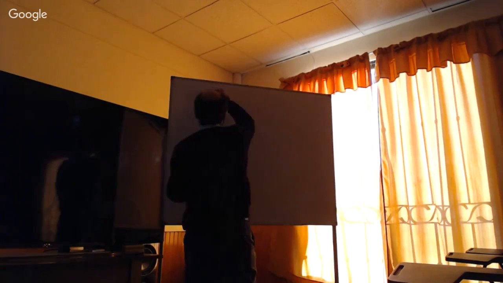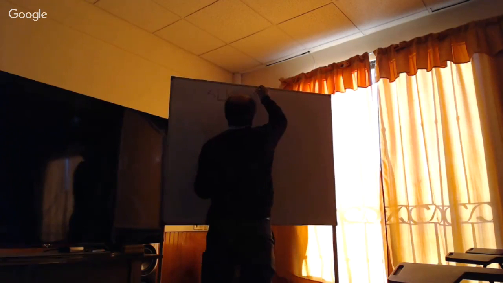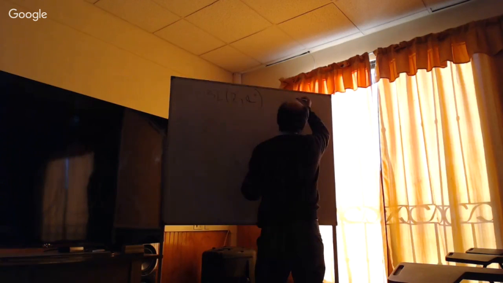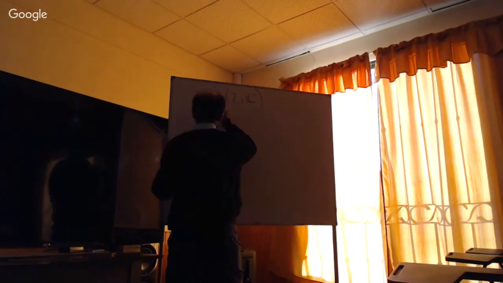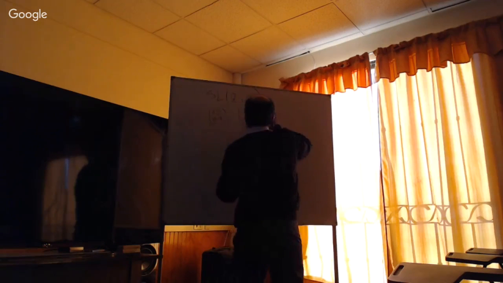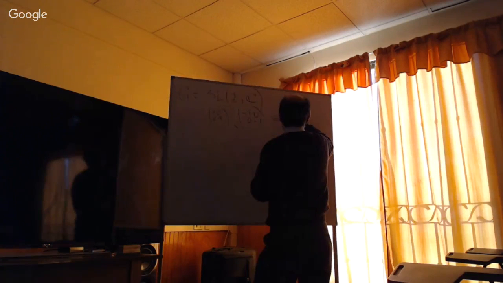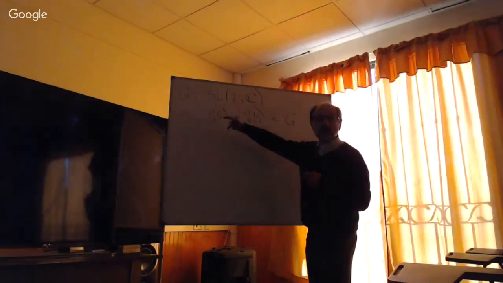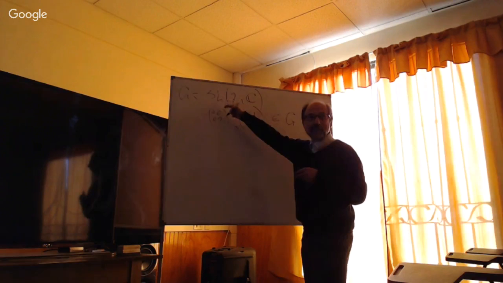So you can see that SL2 has a center of order 2, the matrices (1, 0; 0, 1) and (-1, 0; 0, -1). This is a subgroup of order 2. It's central, it's normal, but it's finite. So this group is simple, though it has a normal subgroup.